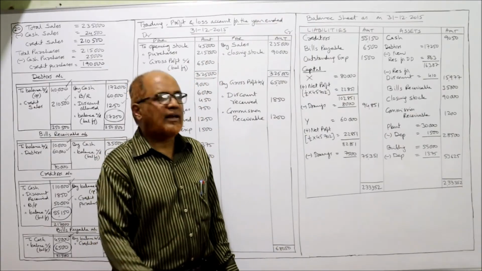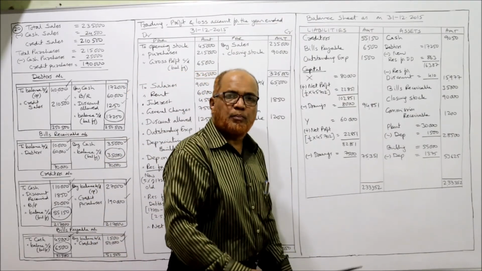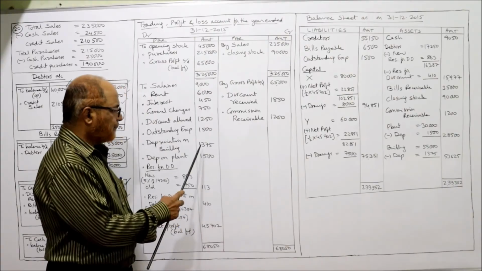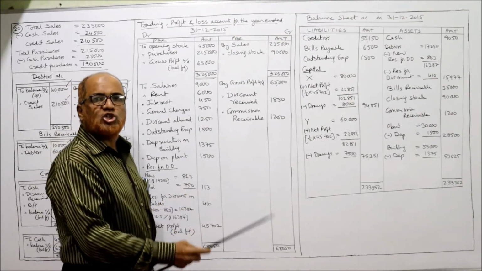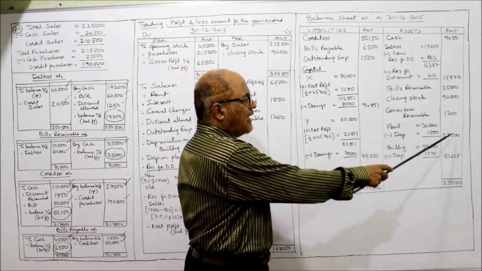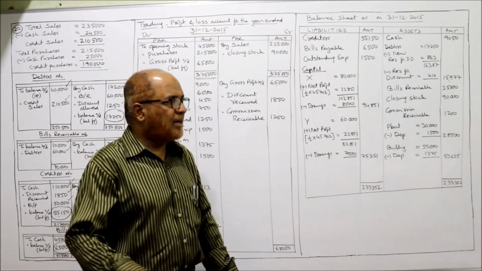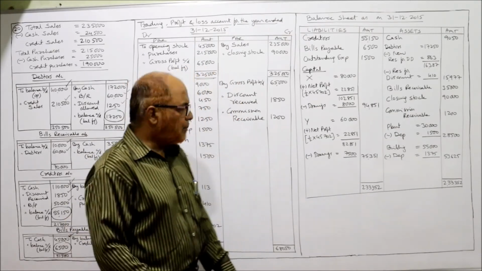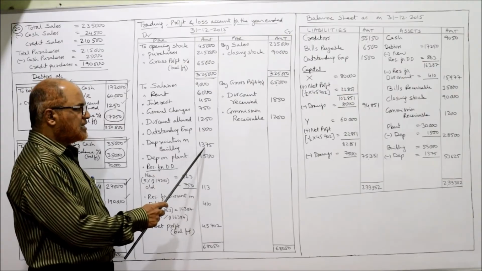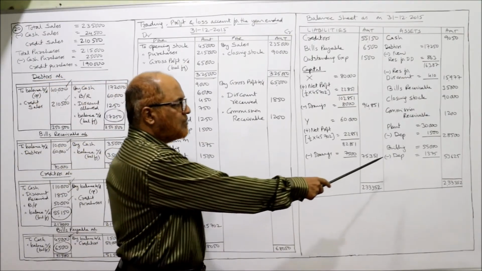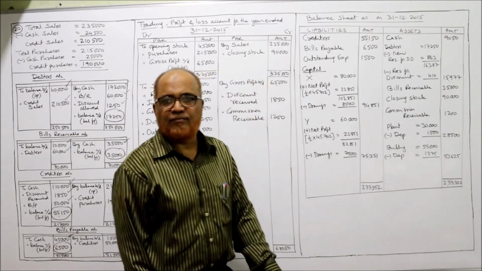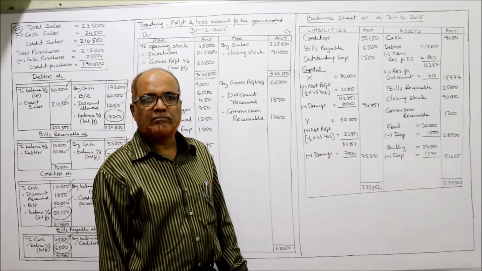Next plant. Beginning of the year plant value was 30,000. Depreciation provided on plant, 1,500 here. 1,500 is the depreciation on plant. Deduct 1,500, 28,500. Building. The beginning value of building, 55,000. Depreciation provided on building, 1,375. Deduct 1,375, 53,625. That is the value of the building.